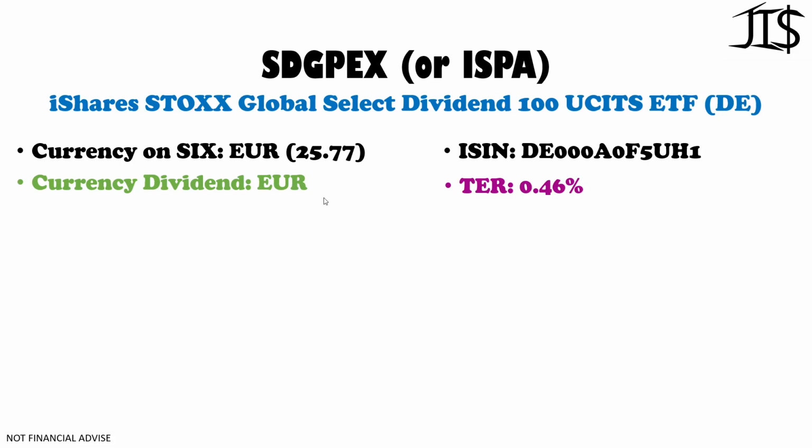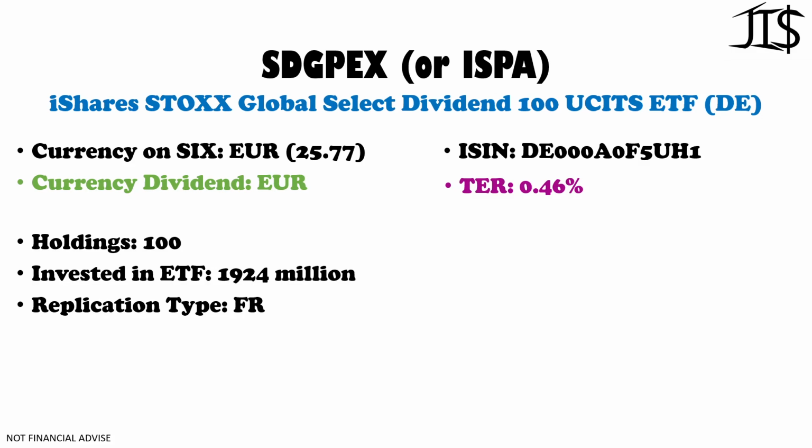And then when you look at the holdings, there are 100 holdings. In total, there is 1,924,000,000 invested in this fund, so that's quite high. The replication type is full replication, so they invest in the stocks of the index that they follow 100% correctly.